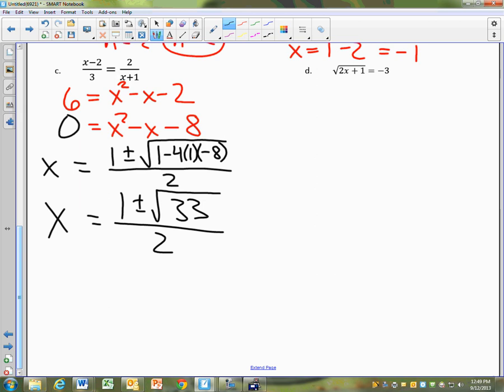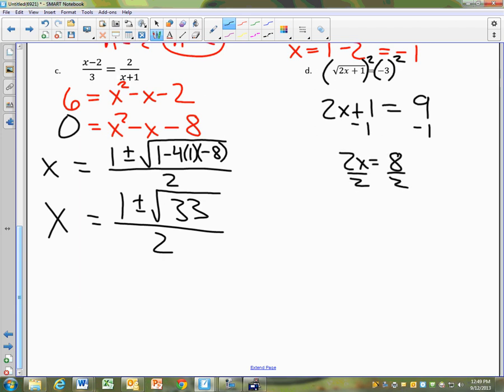Okay, we just got 3 problems left. What if I have a square root? Square both sides. So x is equal to 4.